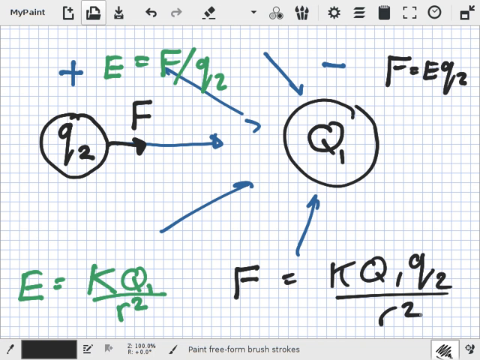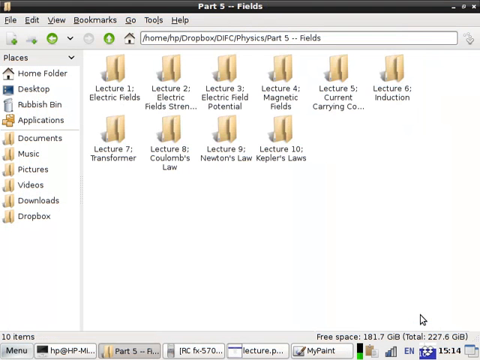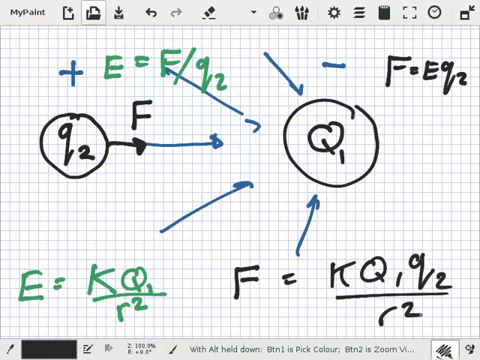Oh wait, have we not done Kepler yet? Oh no, we have. Hang on. Oh, Kepler's later. You don't know who Kepler is. Okay. It is later in the chapter. I forgot Kepler's later in this chapter.